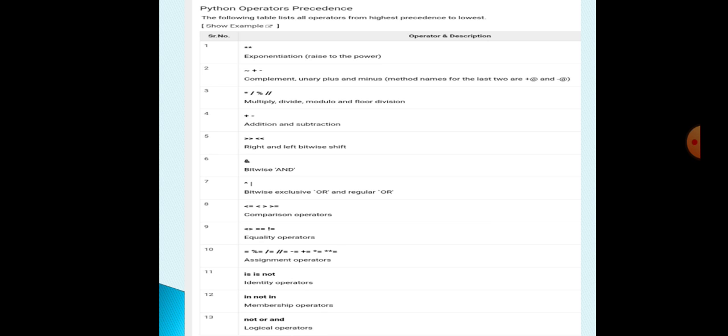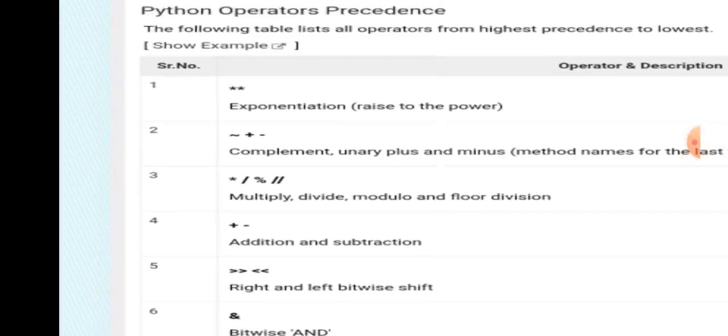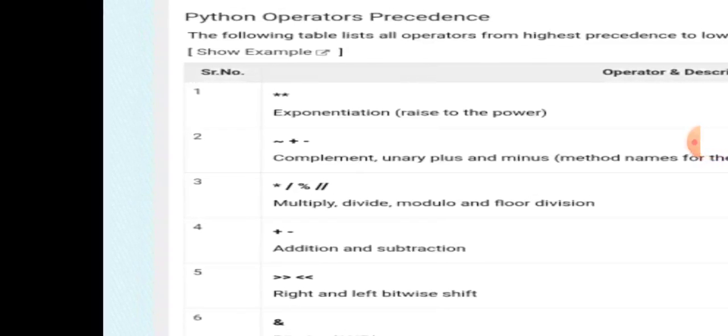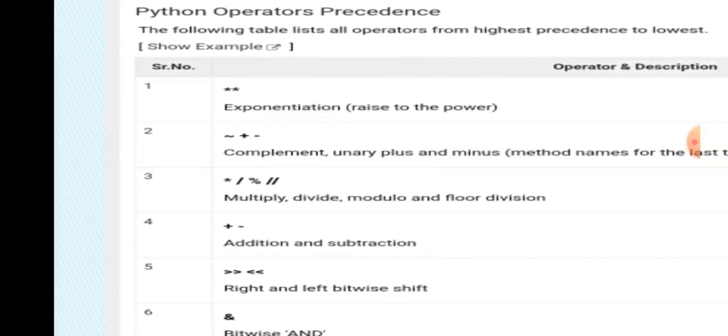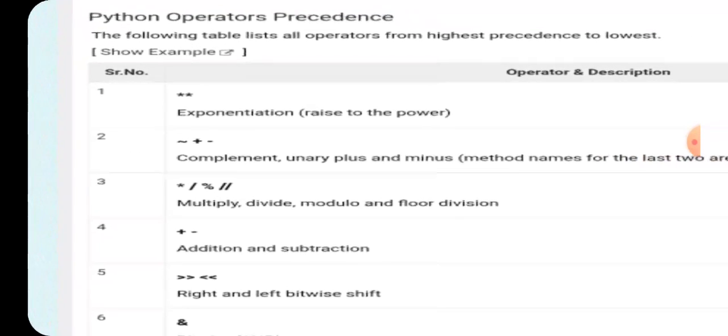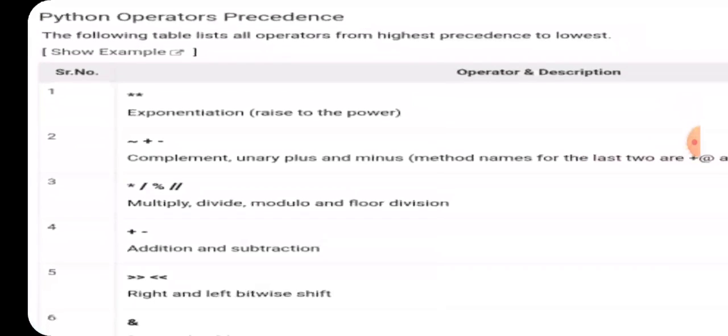Otherwise you cannot solve or evaluate any expressions which consist of different operators. Okay, so see here, the very first is the exponential, raised to the power, double star. Okay, so it has the highest precedence, operators from highest precedence to lowest.